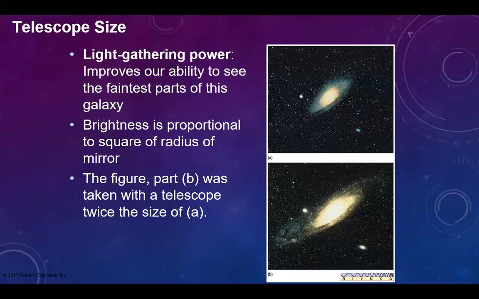So the more light gathering power, the fainter things you can see. So here, the brightness is proportional to the square of the radius of the mirror. Here, this telescope down here. This is the same galaxy. You can see this one's quite a bit brighter. The lower picture was taken with a telescope that's twice the size of the upper picture. So by doubling the mirror, we quadruple the light gathering power. And as you can see, it's much brighter. You can see much fainter objects.